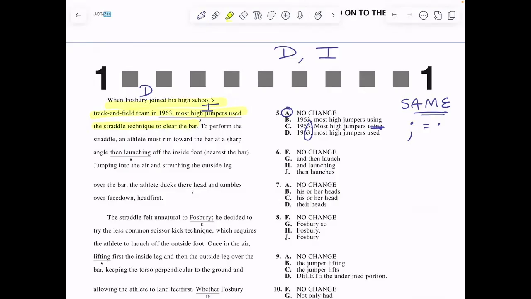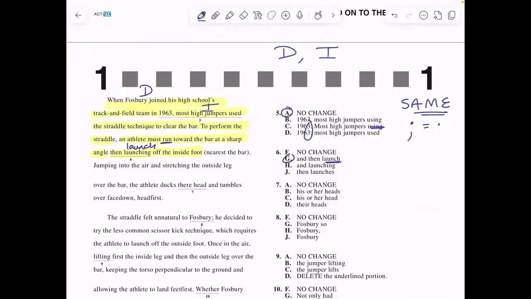Okay, number 6. To launch or to perform the straddle, an athlete must run towards the bar at a sharp angle, then launching off the inside foot. I'm thinking G, and I'll tell you why, because I want to mirror my verbs. An athlete must run, then launch. I don't want to say run and launching, or I wouldn't say running and launch. I want them to match. I don't love the "and then" for G. I would prefer just "then launch," but that's my only launch option. So we're going to go with G for that one. So 6 is G.